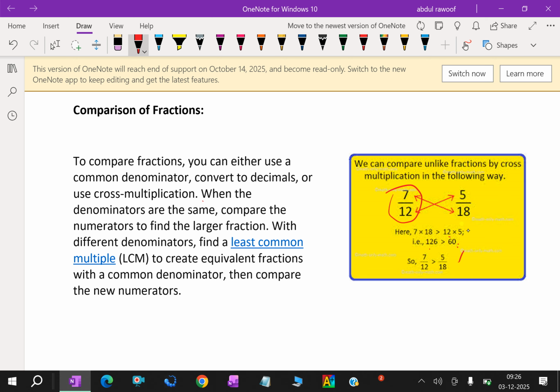Another way to compare fractions is to use a common denominator. Make a common denominator for 12 and 18, then compare the numerators.